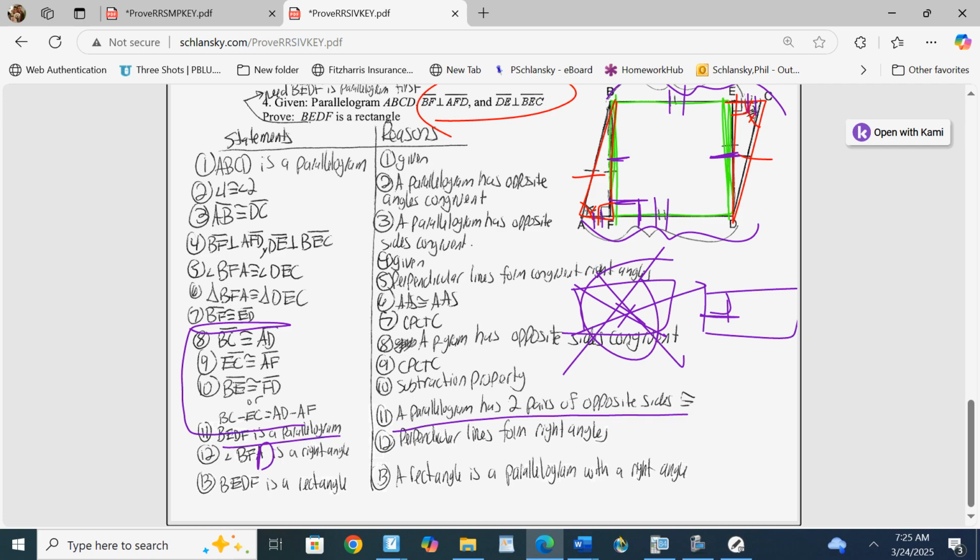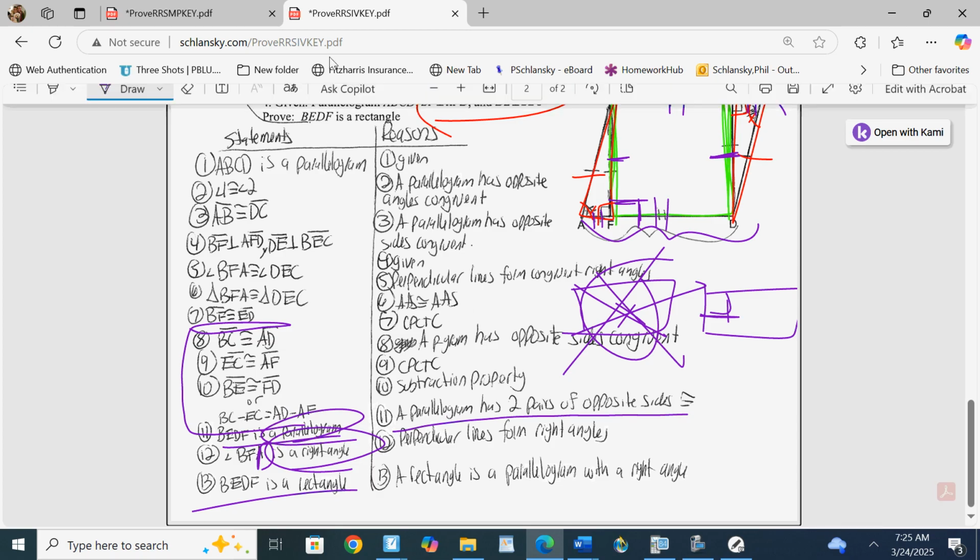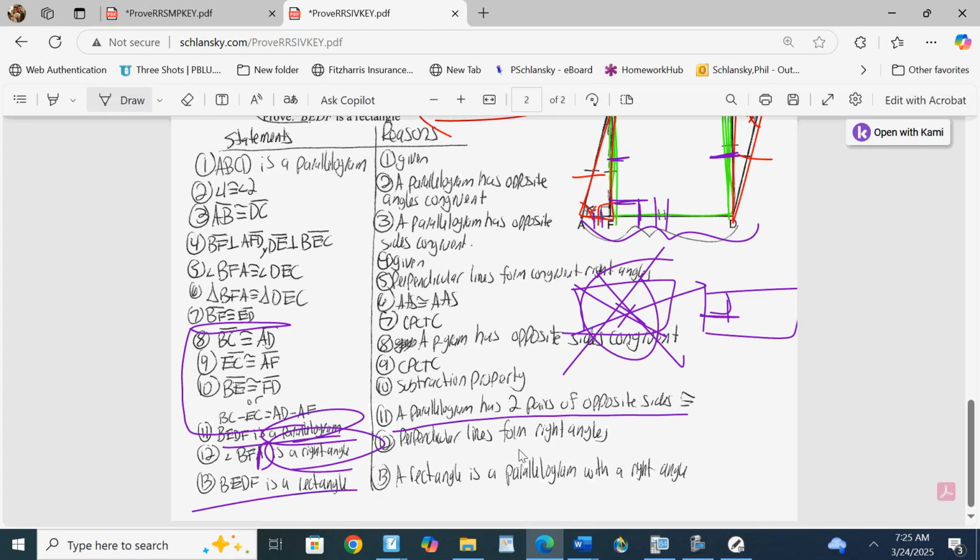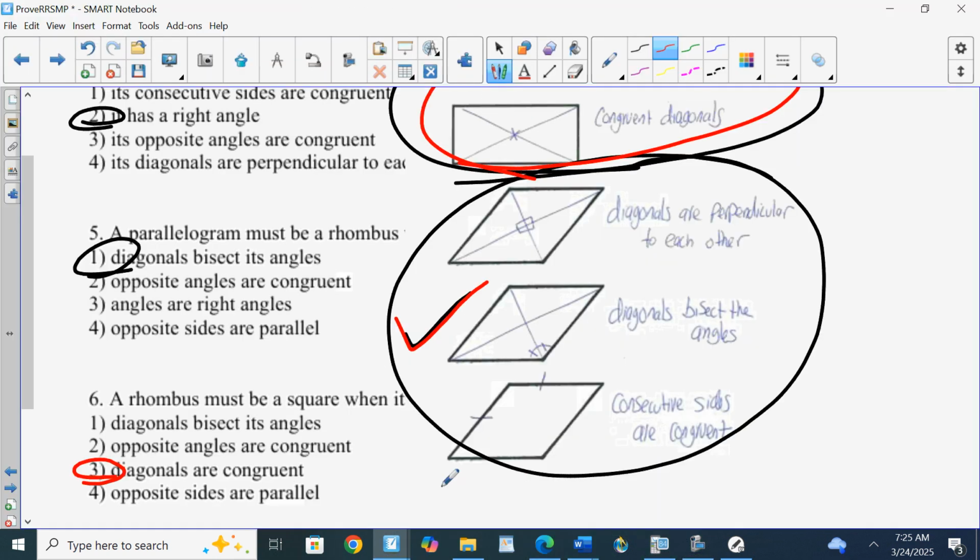Perpendicular lines form right angles. Once I have a parallelogram with a right angle, I can state that it's a rectangle. A rectangle is a parallelogram with a right angle. So, not simple, but you have to understand that to prove a rectangle, I need one of my 2 rectangle proofs.